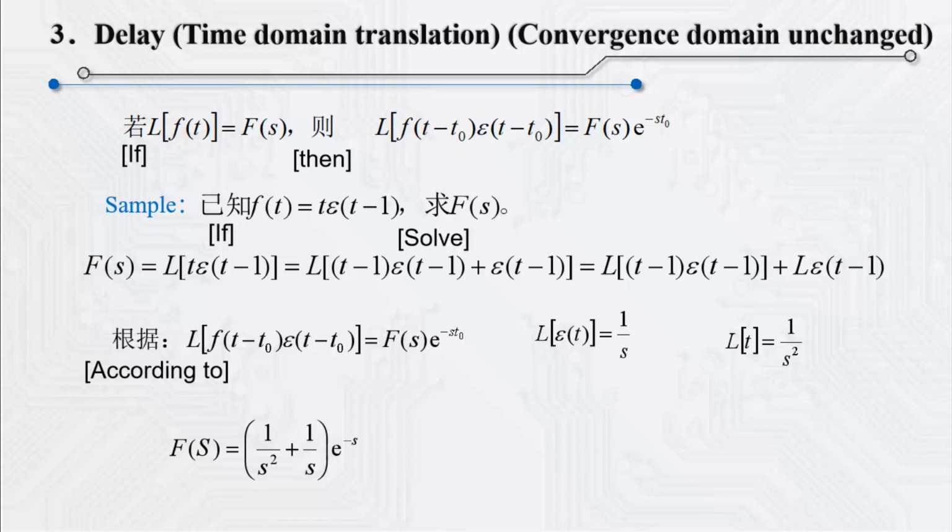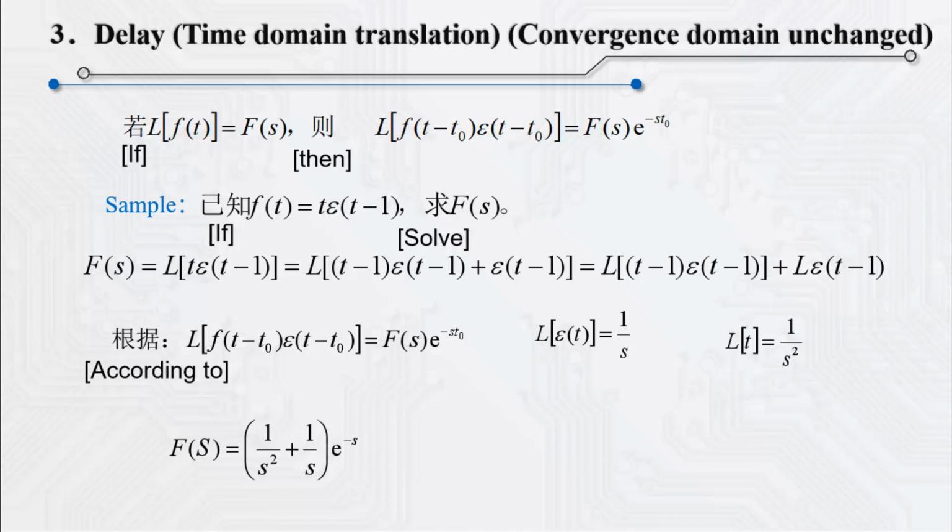For example, now f(t) is equal to t times epsilon(t minus 1). Find F(s). t times epsilon(t minus 1) can be written as (t minus 1) times epsilon(t minus 1) plus epsilon(t minus 1). In this way, according to the linear property, F(s) is equal to the Laplace transformation of (t minus 1) epsilon(t minus 1) plus the Laplace transformation of epsilon(t minus 1).